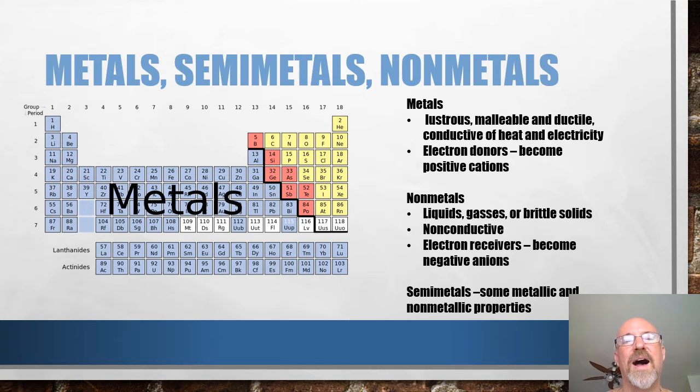So they become positive ions. They lose electrons, become atoms with a positive charge, what we call cations. On the other side of the staircase, the elements that are in yellow are nonmetals. Most of them are either gaseous or brittle solids. There's only a couple of liquids here, and one liquid, bromine, at room temperature.